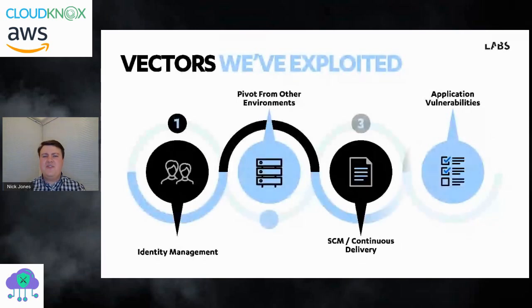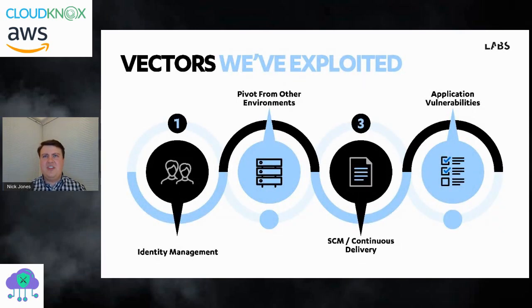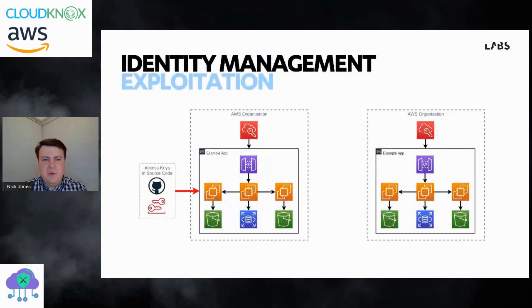So there's 4 key areas really that I think I see us, other pen testing firms, red teams and so on, exploiting on engagements. The big ones really are identity management, pivoting around between environments, source code management, continuous delivery, and application vulnerabilities. We'll dig into those one after the other. So first up, identity management exploitation.